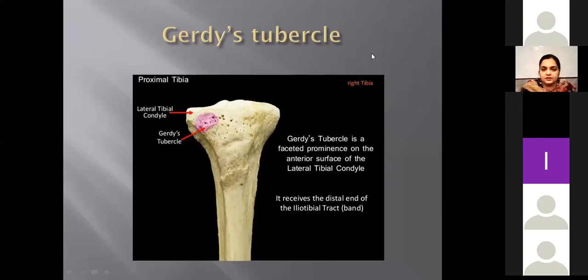Gerdy's tubercle is simply a tubercle on the lateral condyle of the tibia. It receives the insertion of the iliotibial tract. You can see Gerdy's tubercle in this slide. The iliotibial tract is inserted into this Gerdy's tubercle.